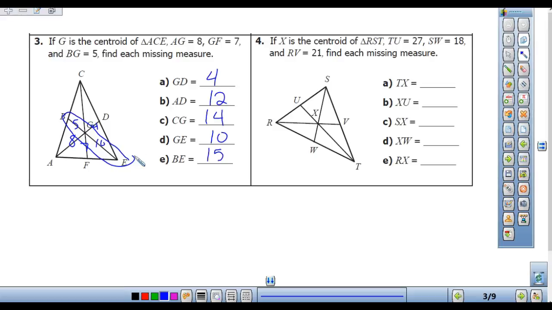Over here, it gives us TU, the whole thing, is 27. How do I find TX? Times it by 2/3. So to find TX, I'm taking 27 times 2/3. What is 2/3 of 27? 18. TX is going to be 18. That automatically makes XU what? 9.